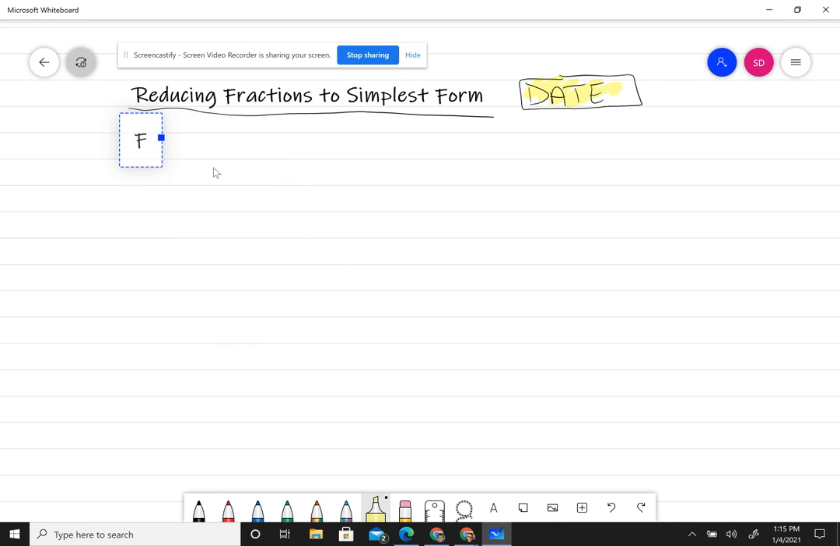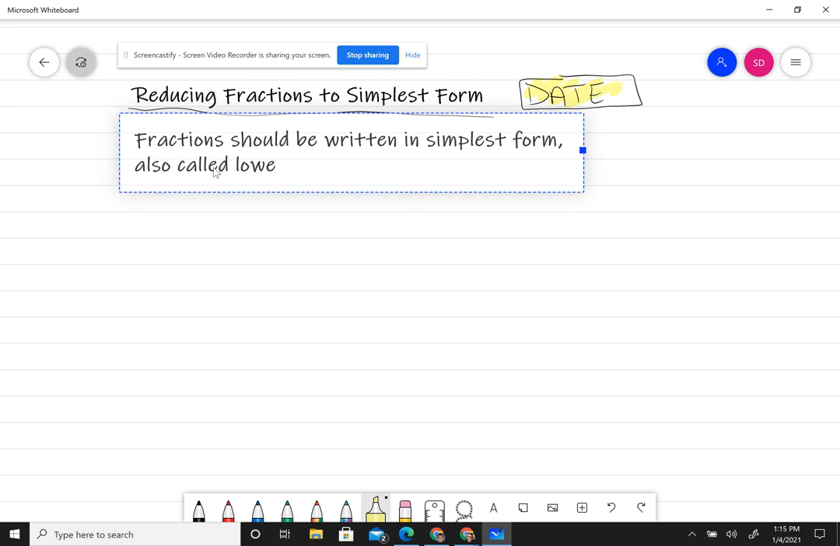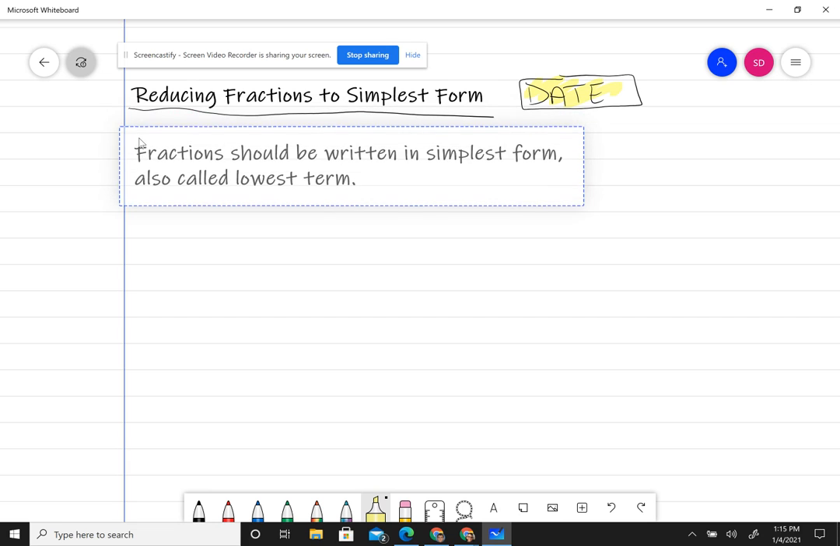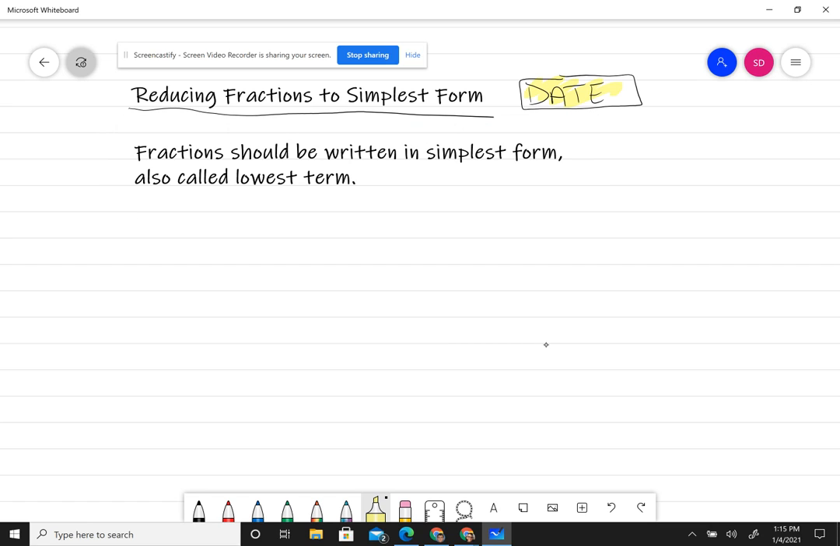All right, so fractions should be written in simplest form, also called lowest term. When you're working with fractions, they should be written in their lowest form or the simplest form. To get fractions to their simplest form, we reduce the fraction.